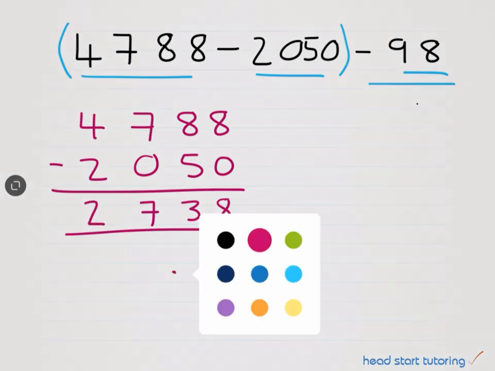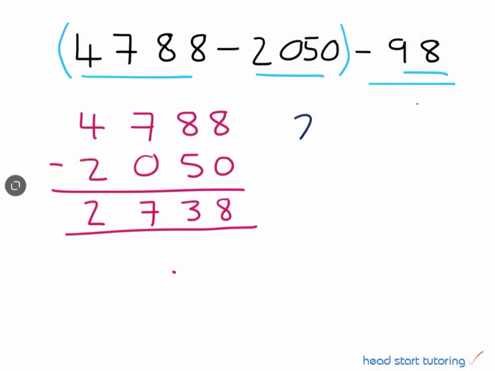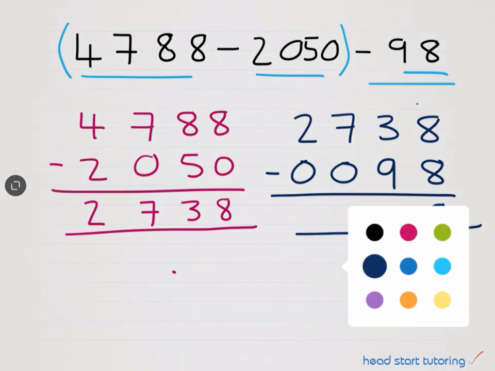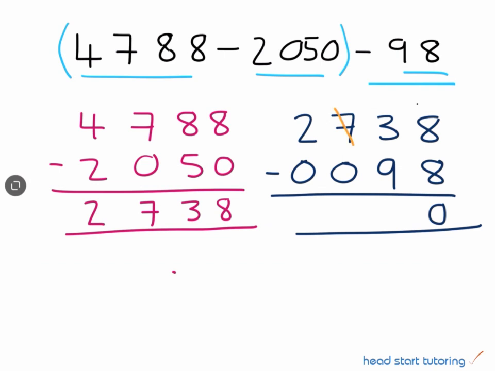We then take that answer, and so we've got 2738, and we minus 98, and we put in our placeholders. So 8 minus 8 is 0. 3 minus 9 we can't do, so we need to borrow from our 7. So we get 6 there, and we carry our 1 over. 13 minus 9 is 4. 6 minus 0 is 6, and 2 minus 0 is 2. So we end up getting a final answer of 2,640.